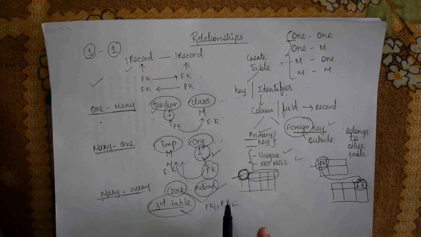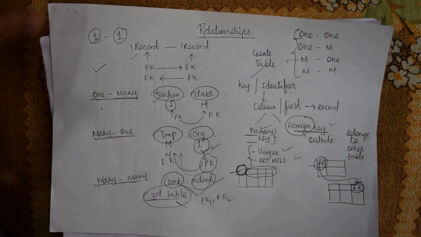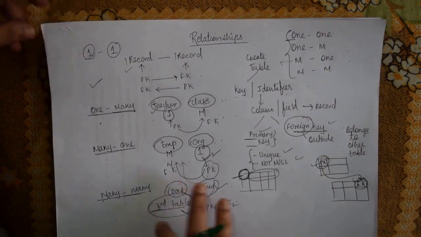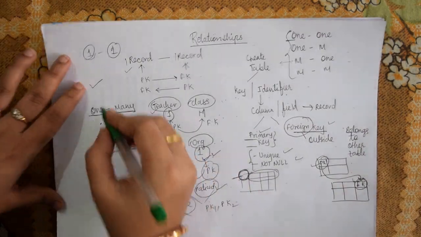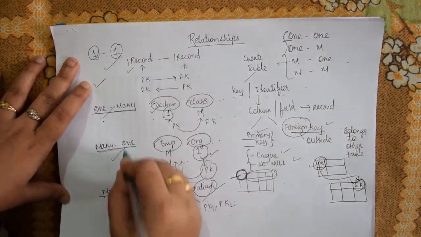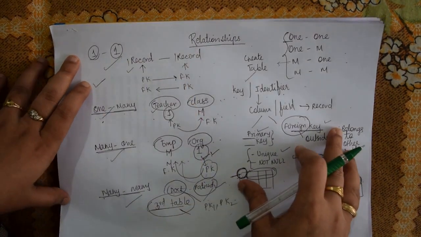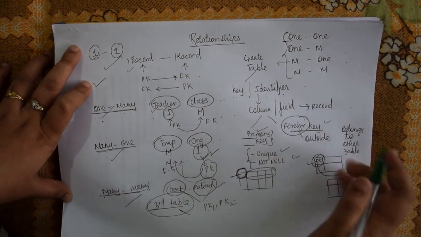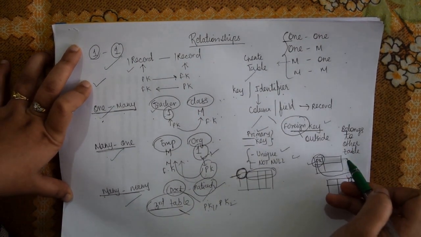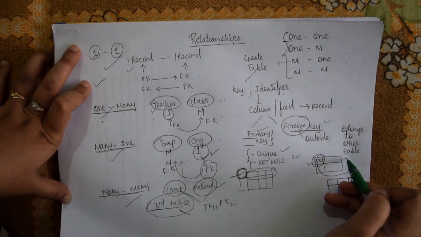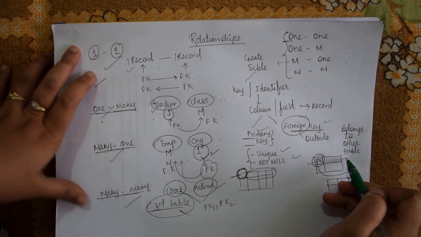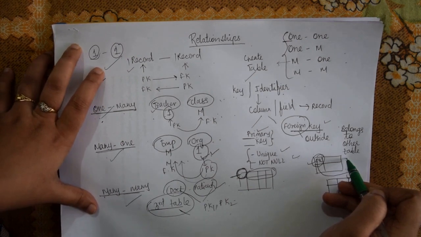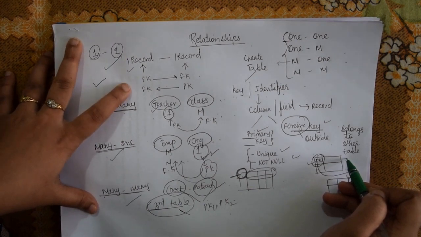Okay, so in this way you can specify different relations, one to one, one to many, many to one, and many to many, okay, with the help of primary key and foreign key. Understood? Now let's move to demo, or we will do it practically so that you can understand it more clearly.